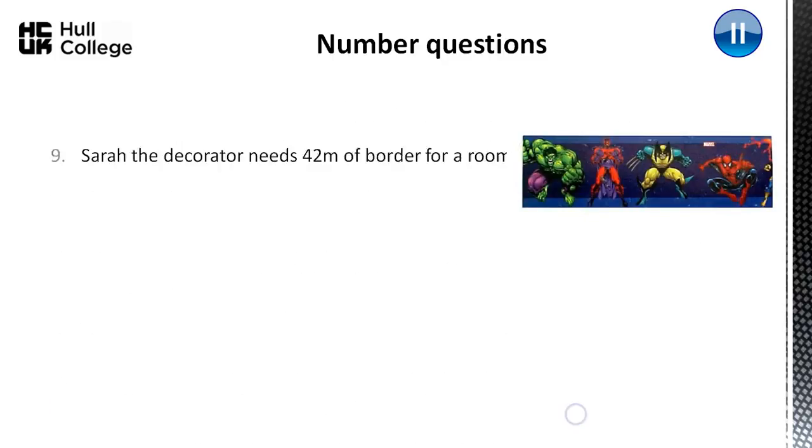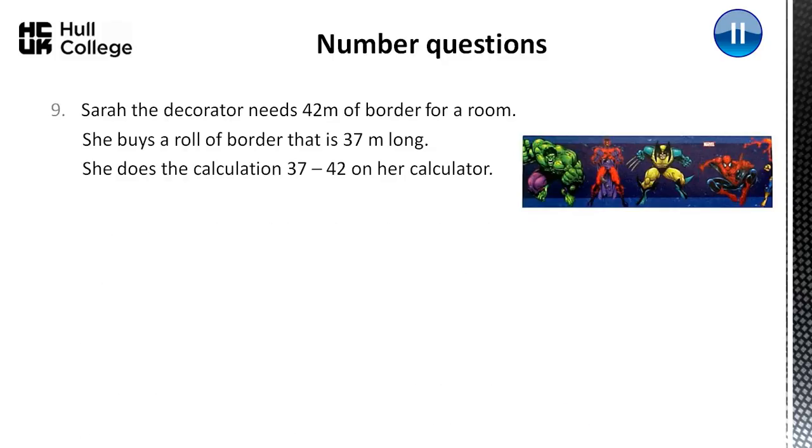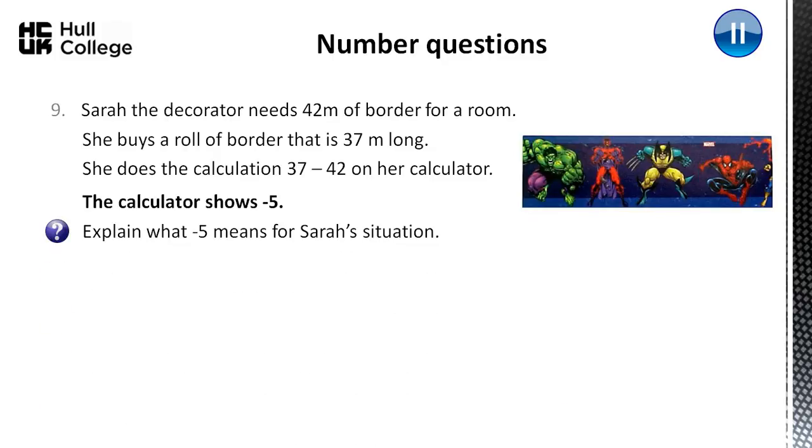Question 9. Sarah the decorator needs 42 metres of border for a room. She buys a roll of border that is 37 metres long. She does the calculation 37 minus 42 on her calculator. The calculator shows minus 5. Explain what minus 5 means for Sarah's situation. Think about this in terms of the length of the roll of border.